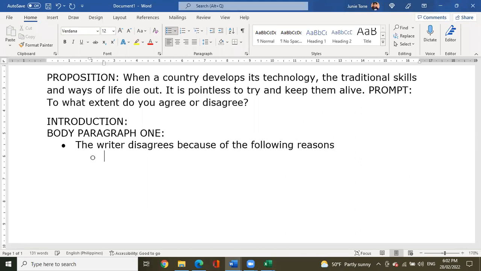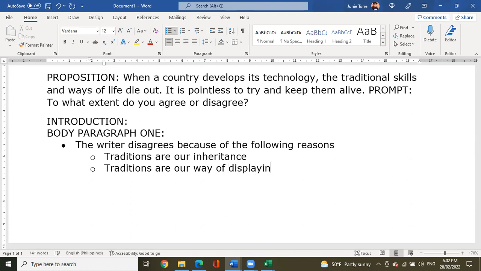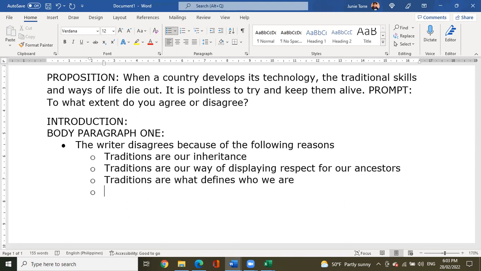All right. Traditions are our inheritance. There. Traditions are our way of displaying respect for our ancestors. Camille, are you there? Traditions are what defines who we are. All of that, no?